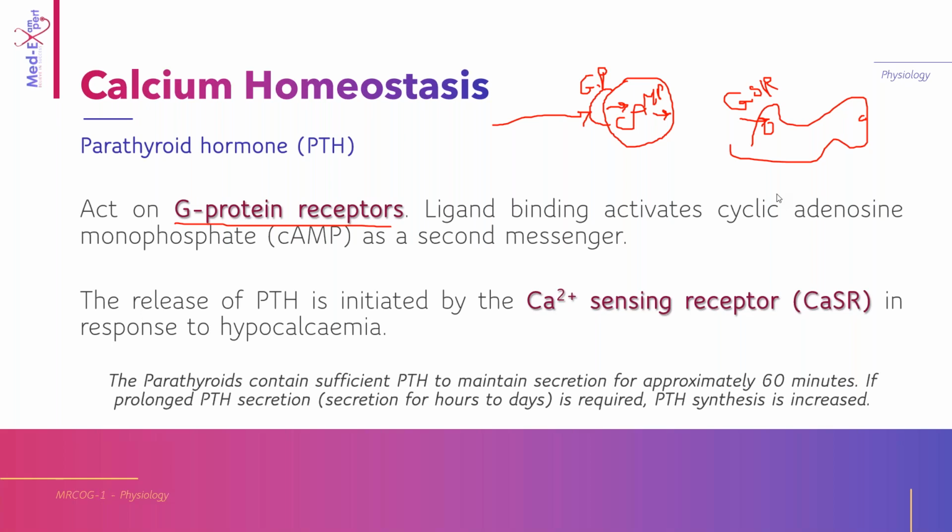Is there any question? Okay. So, the parathyroid hormone is a peptide hormone, 84 amino acids, released from the chief cells of the parathyroid gland, acting on G protein coupled receptors, and it is released by stimulation of what's called the calcium sensing receptor in the parathyroid gland in response to hypocalcemia.